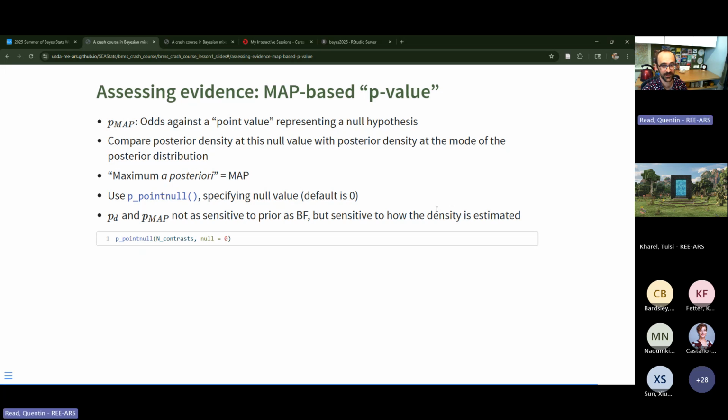Any questions? Yeah, so can you do ANOVA on a Bayesian model?